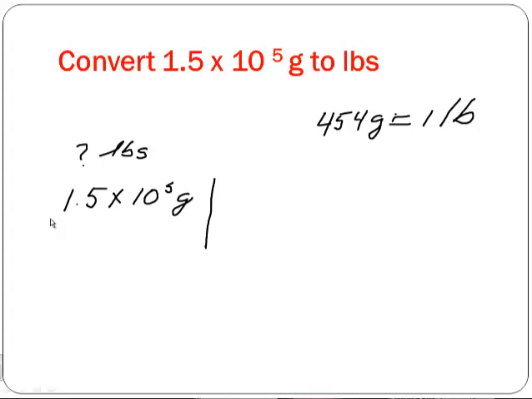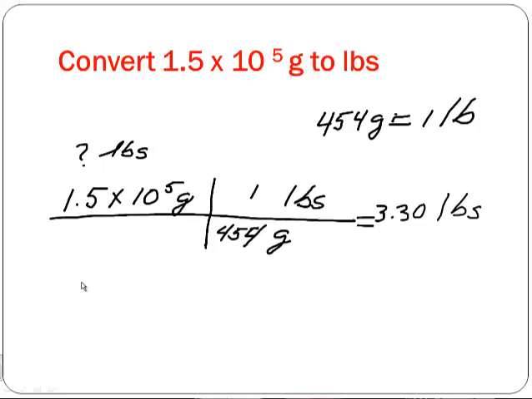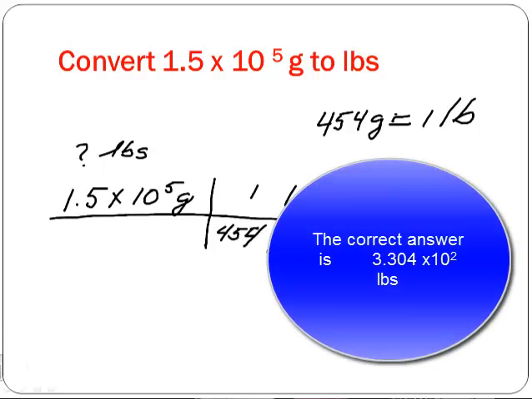So I'm going to draw my railroad tracks. Grams will be at the bottom because I want to get rid of them. Pounds will be at the top. I'm going to use this conversion. 1 pound equals 450. Well, I believe I did that right because I still don't have my calculator here. I need to go get it.